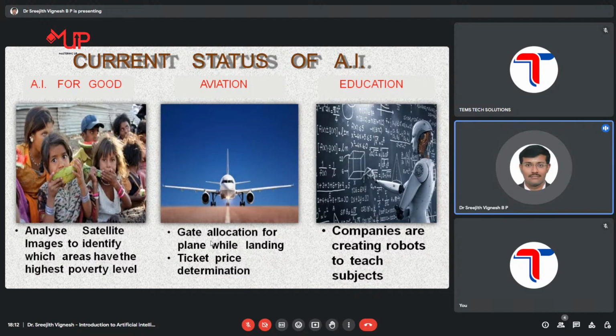Companies are creating robots to teach subjects. Today, teachers are being replaced by robots. And RPA, robotic process automation, is completely dependent on this artificial intelligence factor. And this artificial intelligence factor is giving you a lot of insights into what can replace humans. So the question arises whether this artificial intelligence will actually wipe out all the job opportunities for humans. Definitely not.